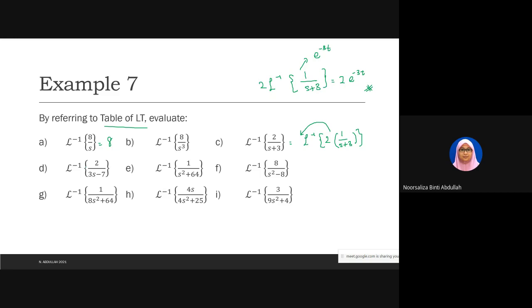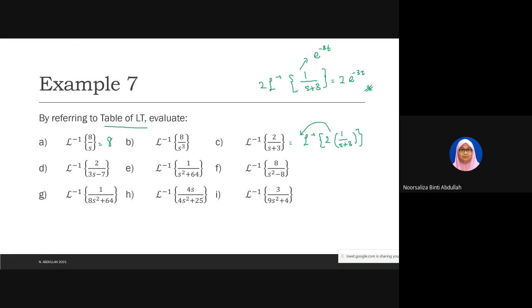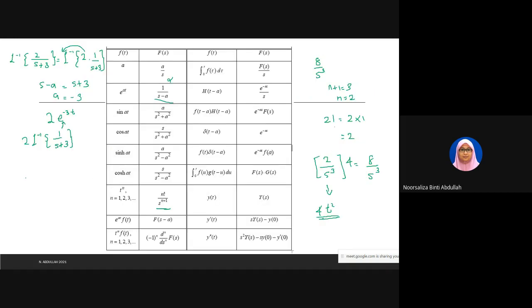Okay, next example is you want to find the inverse of 2 over 3s minus 7. So if you look at the table here, 2/3 s minus 7. If you look at the s column here, you can use this one, because it's s minus 7.